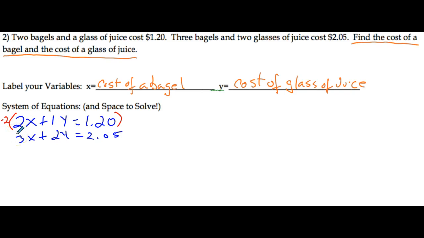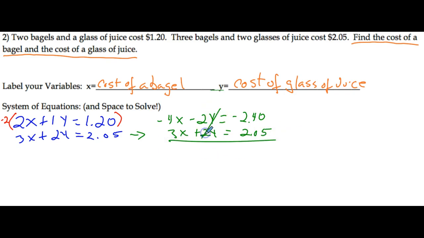When I do that, I'm going to get -4x minus 2y equals -240. And then I can just carry this one straight over, which was 3x plus 2y equals 205. Then when we add straight down, the y's go away. We have -x equals -0.35. It's a point.